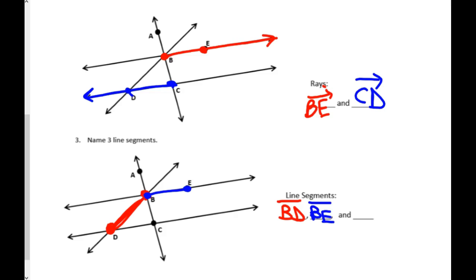Last but not least, what else? BA? AB, either way. As long as you have no arrowheads, that's a segment. Cool? Okay, you can flip that over.